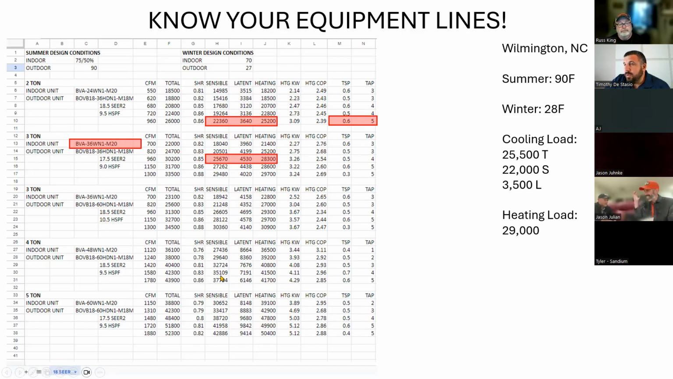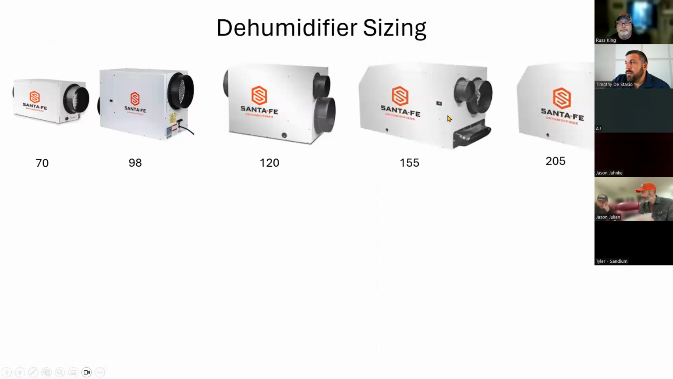But I've created a spreadsheet here for the Bosch units that I sell. That way I can quickly, at a glance, know what my numbers are, because these are the numbers you're going to have to put in Quick Model.